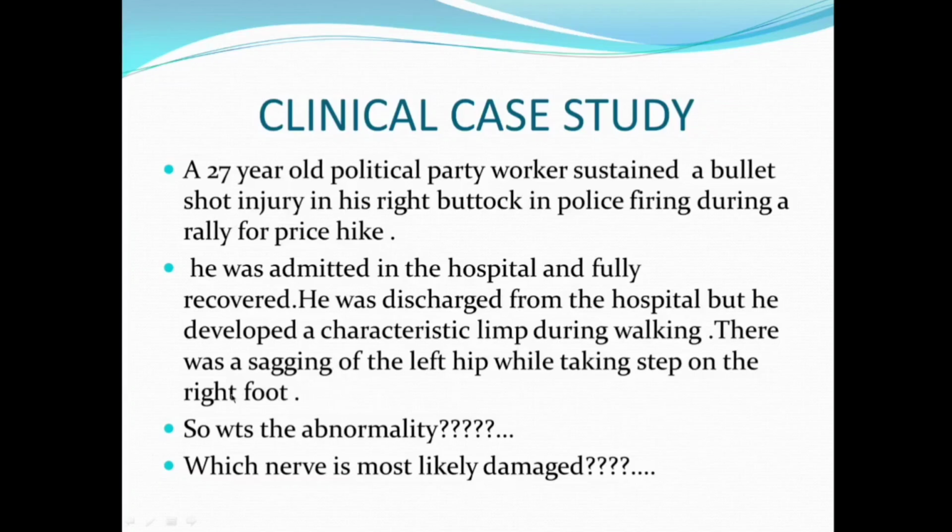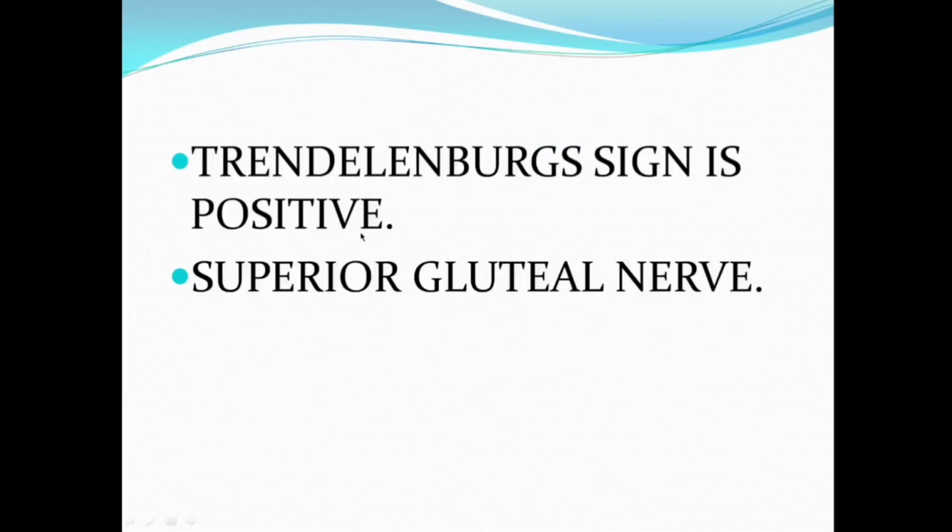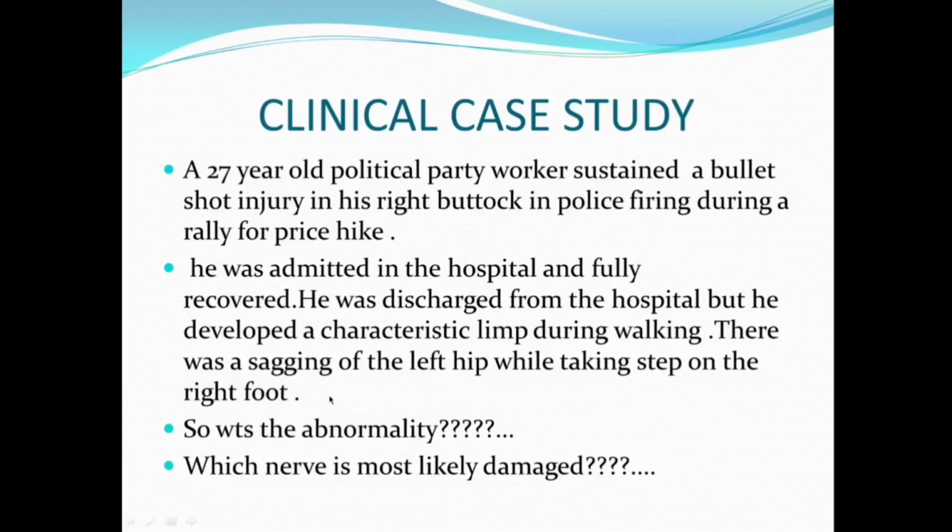Here we can see the right foot is on the ground, and when the left hip is off the ground, it is sagging. So what might be the abnormality, or which nerve is most likely damaged? He is positive for the Trendelenburg sign, and the nerve damaged is the superior gluteal nerve. He is positive because the left hip is sagging while he was taking a step on the right foot. He also had a shot injury in his right buttock. So the injury is on the right, but the left hip is sagging when the right foot is on the ground.